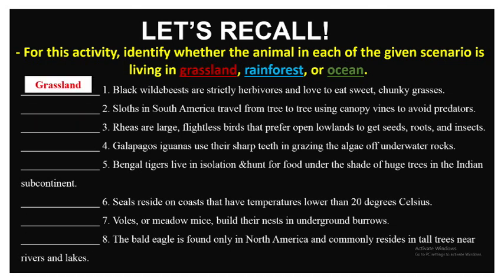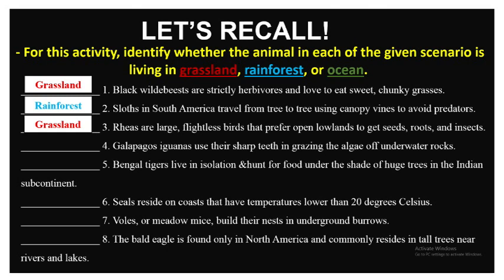grassland. Our second question is, sloths in South America travel from tree to tree using the canopy to avoid predators. So the answer is rainforest. Our third question is, rheas are large flightless birds that prefer open lowlands to get seeds and roots. So the answer is grassland.